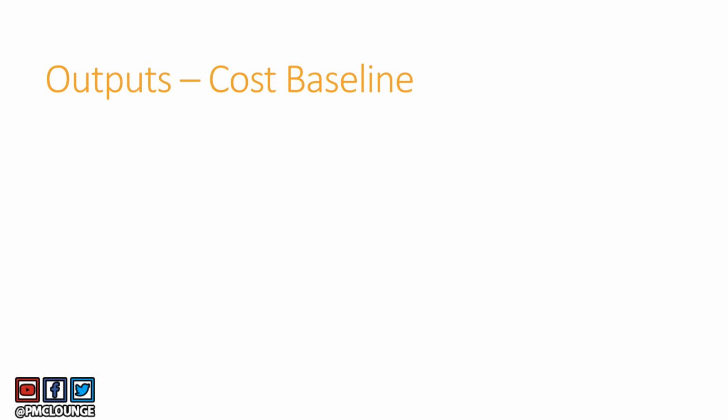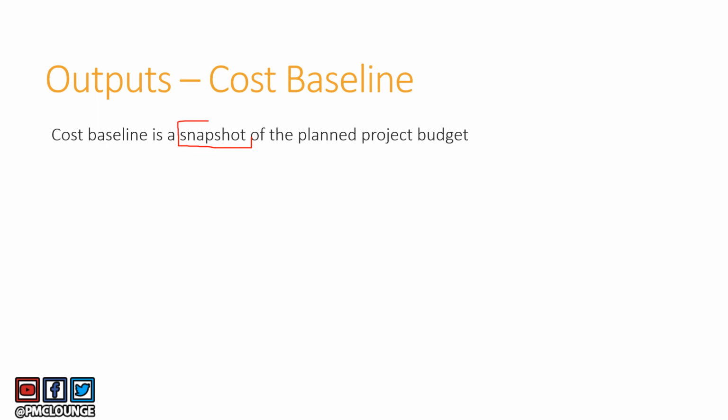All right, let's talk about the outputs of this process. The first one is cost baseline, and this is an important output of the determine budget process. So cost baseline is a snapshot of the planned project budget. Just like schedule baseline and scope baseline, they are also snapshots of how the baseline cost, baseline scope or baseline schedule of the project look like. We call it a snapshot because at a certain point in time when you are planning the project, this is what the baseline cost looks like.